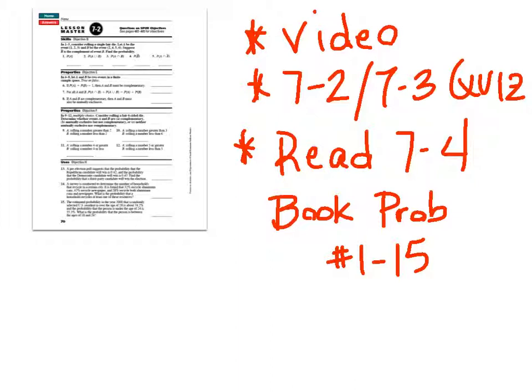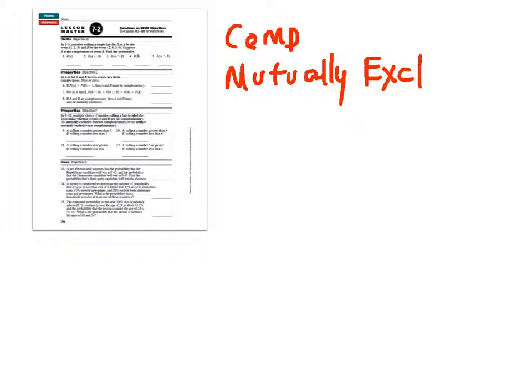Before we get going on the quiz, though, I'd like to go over 7.2 and 7.3 again. Just to hopefully answer questions without being there, but just go over everything that you need to know one more time. First of all, with 7.2, that's where we had complementary and mutually exclusive and non-mutually exclusive.